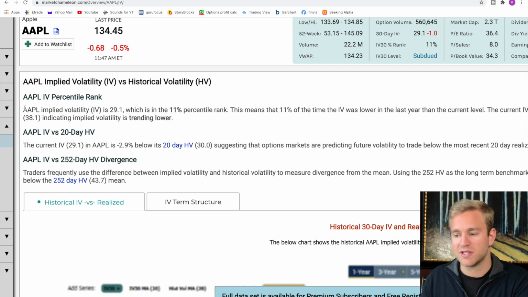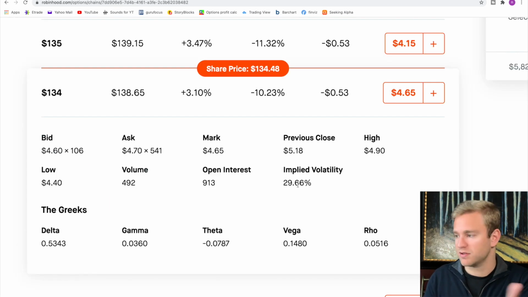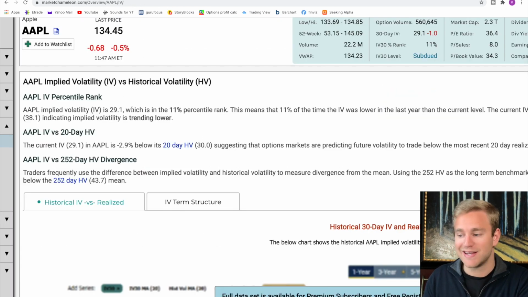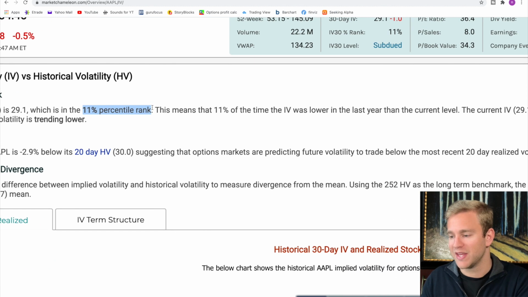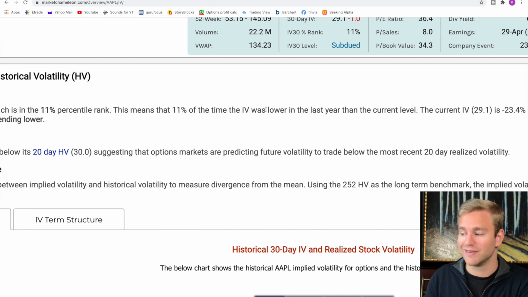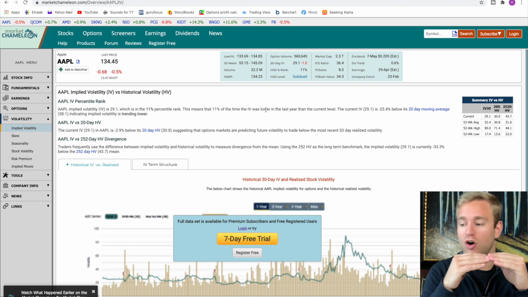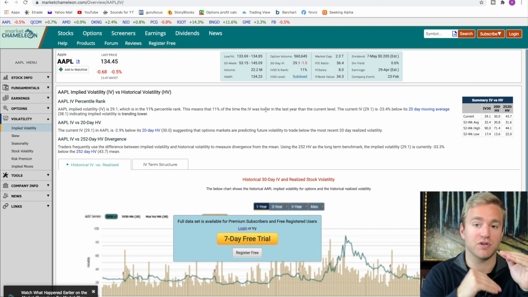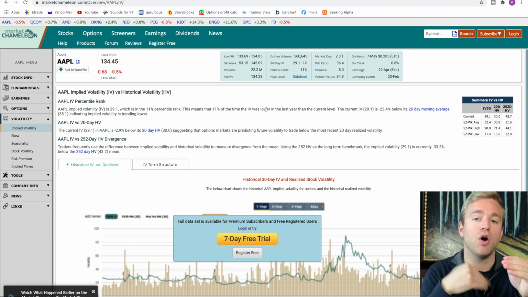So if we read right here, we see Apple's implied volatility right now is 29.1, which we saw here is 29.6, so very close. And then it says, which is in the 11 percentile rank. That is the important number, 11 percentile rank. It says, this means that 11% of the time, the IV was lower in the last year than the current level. So that means that if that number is below 50%, the 50 percentile rank, that means that the IV is currently below its average.